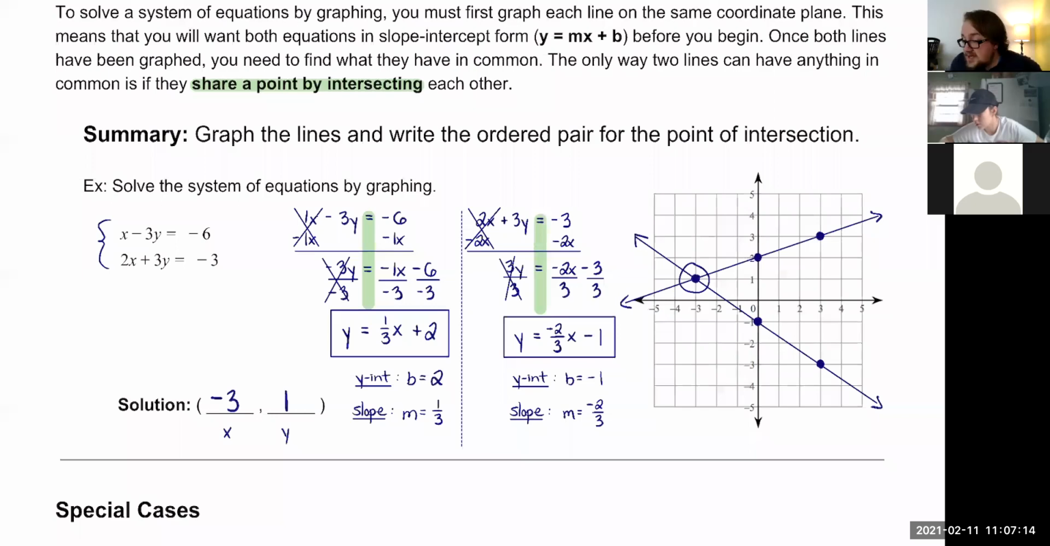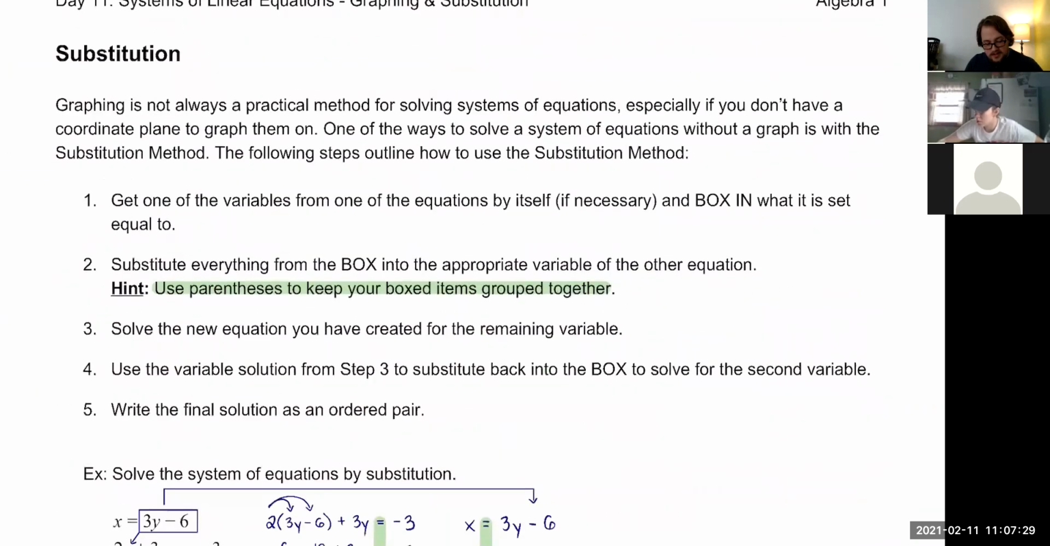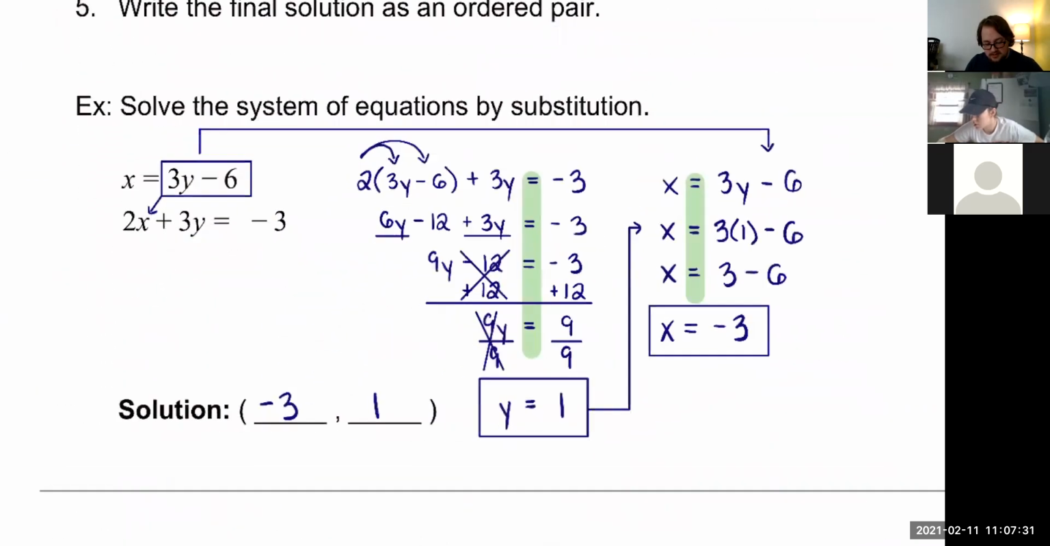So the reason why I did this in the notes is because I wanted to prove to you that you can solve the same system of equations by graphing, because look at the solution we got, it was (-3, 1), or through this new process called substitution.